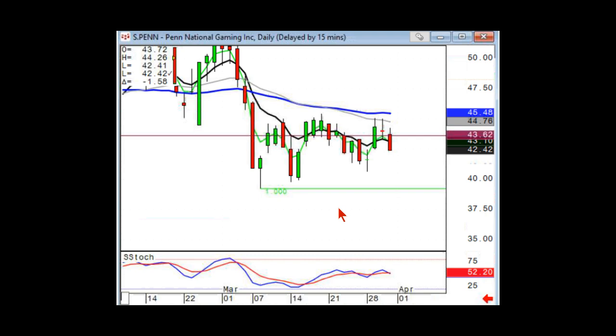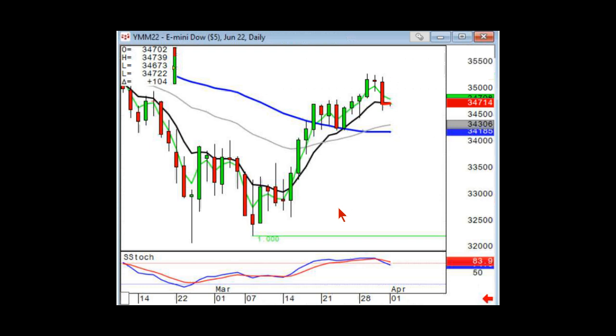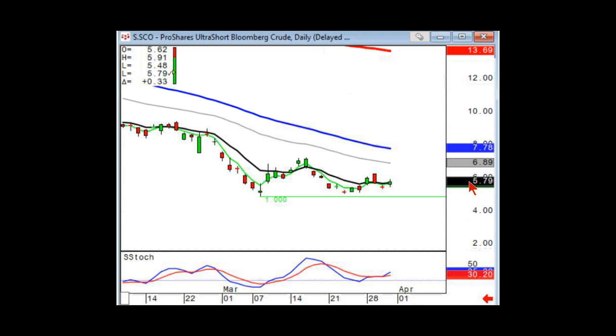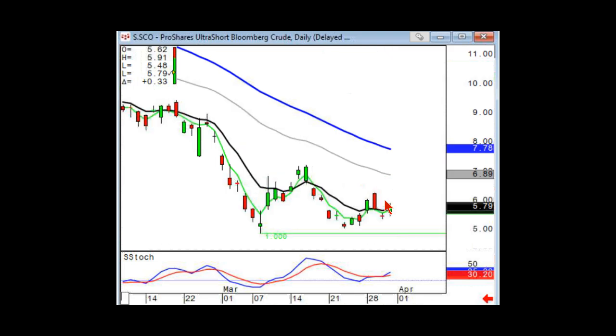I wouldn't be long or short this one. That's in a sideways mode. The YM, yeah, right now showing aftermarket, the Dow would be up 100. That's another sideways wedge formation. Wouldn't be long or short this one. No direction.